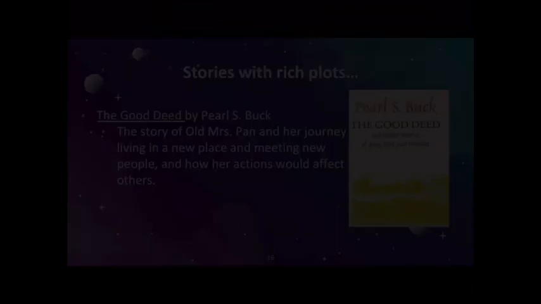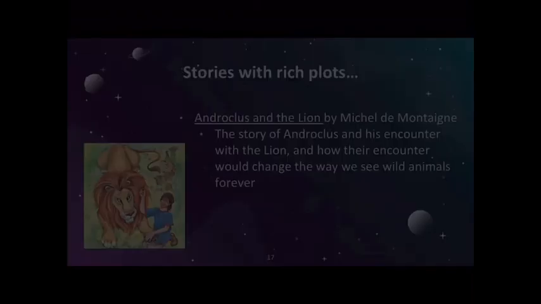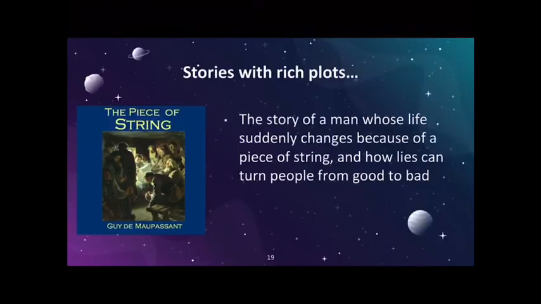Next, we have Androclus and the Lion by Michel de Montaigne. The story of Androclus and his encounter with the lion and how their encounter would change the way we see wild animals forever. Third is Our Lady's Juggler by Anatole France. The story of a servant whose only talent helps him become a moral example to others. Fourth, The Piece of String by Guy de Maupassant. The story of a man whose life suddenly changes because of a piece of string, and how lies can turn people from good to bad.